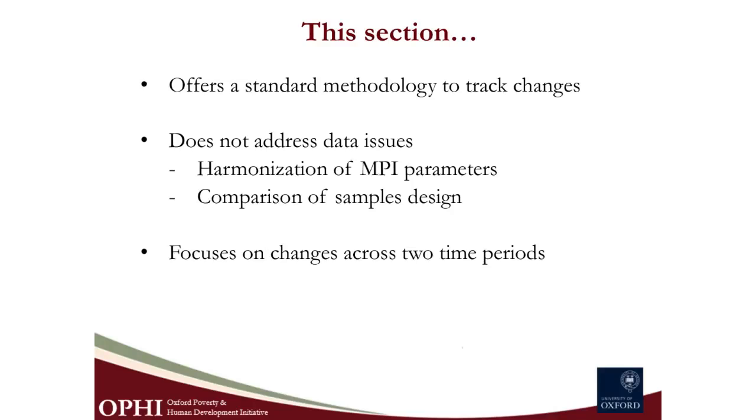However, I'm not going to be concerned with some data issues that are very, very important. Namely, whether you can compare the surveys that you have. For making comparisons on the MPI, you have to make sure that your parameters are exactly the same. Otherwise, you might be catching changes that have nothing to do with progress, but just with changes in the indicators. So this means indicators have to be the same, the deprivation cutoffs have to be the same, the weights have to be the same, and the poverty cutoff has to be the same. This implies going to the surveys, to the questionnaires, and making sure that the questions were the same. Also make sure that the responses were the same.